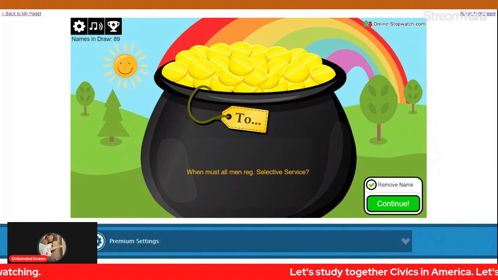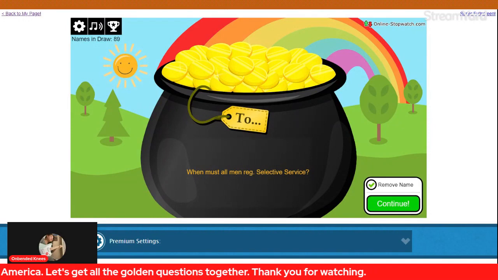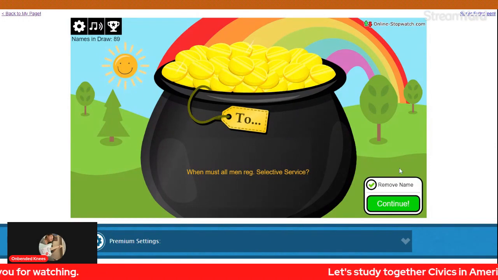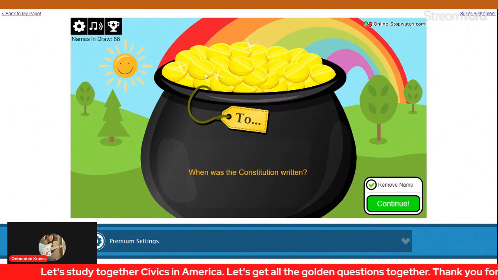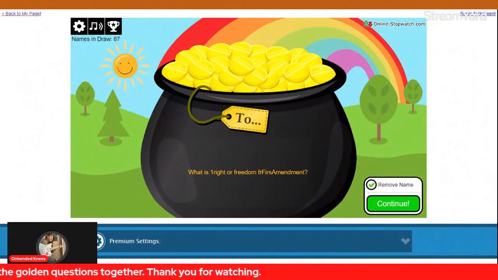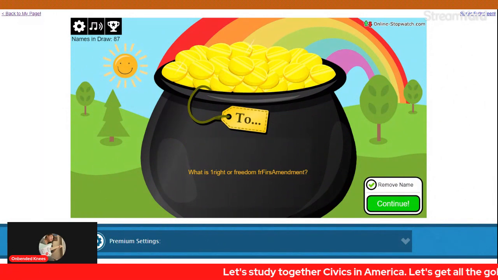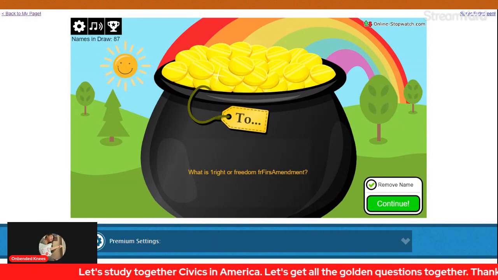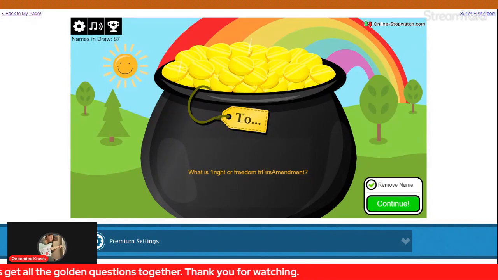Registered for selective services. At age 18, between 18 and 26. Written 1787. Ayan guys, pabilisan lang ito. Right, freedom and the First Amendment. Freedom of speech. So one right of freedom: freedom of speech, religion, assembly, press, petition the government. So one right, speech, is my favorite answer.